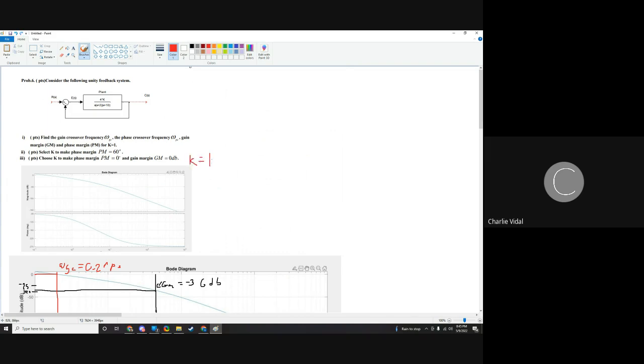But I'm not too sure if that's just me making up stuff or if it's actually the answer. If it was the answer, that would be very nice, but I'm not too sure. So I'm just going to say that K is equal to 1 in this case.